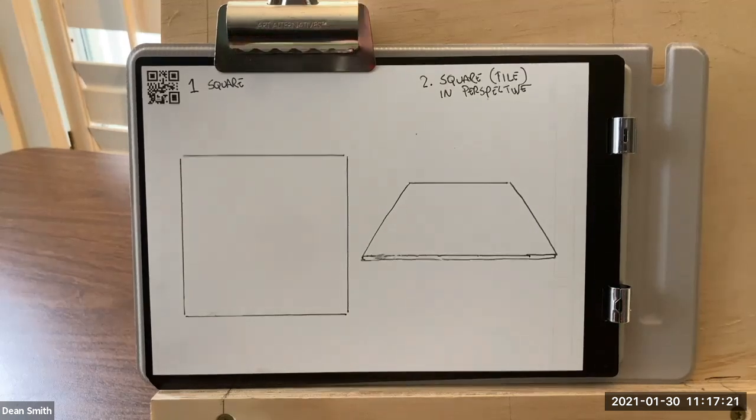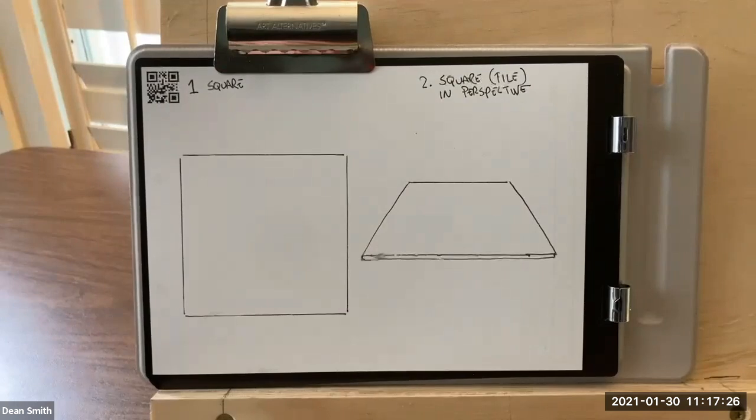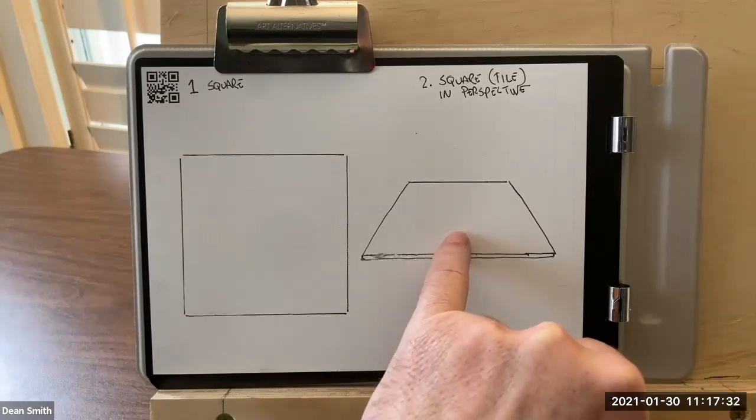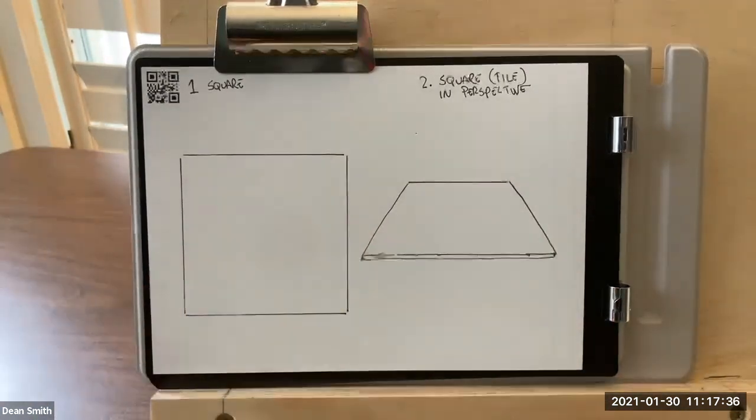All right, so now we're going to talk about ellipses. Sorry, the words are in reverse. I didn't realize that was going to happen. So here I have a square and I have a square in perspective. We'll come back to this one. We're going to start here.